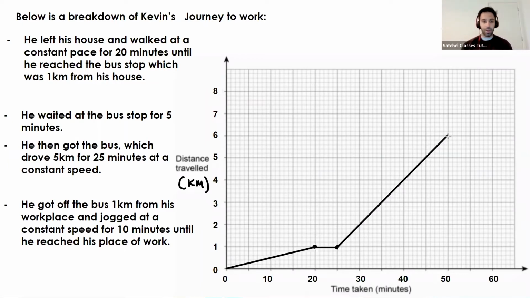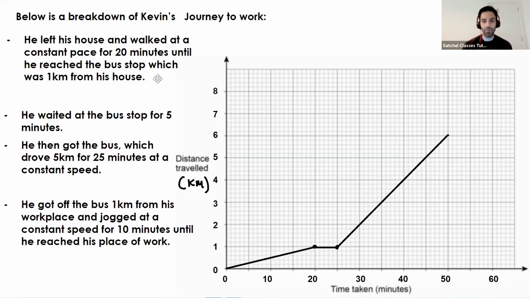And this is our next point. So again, we can see that in 25 minutes, we've covered 5 kilometers. Therefore, so far, his total journey has taken 6 kilometers. And then lastly, it says he got off the bus 1 kilometer from his workplace. So he still needs to travel another kilometer, and jogged at a constant speed for 10 minutes until he reached his place of work.